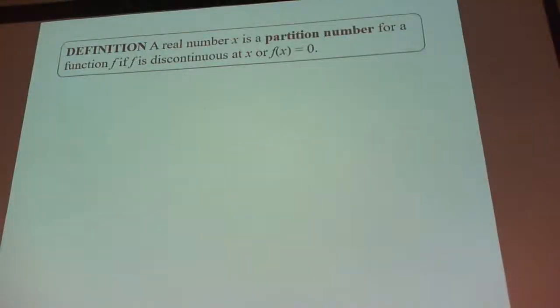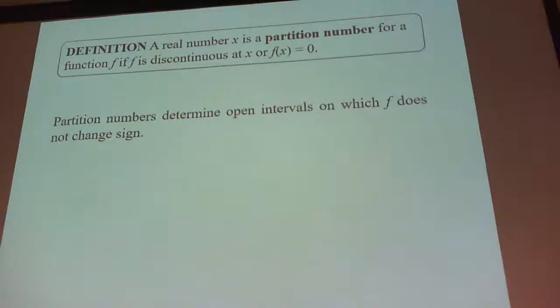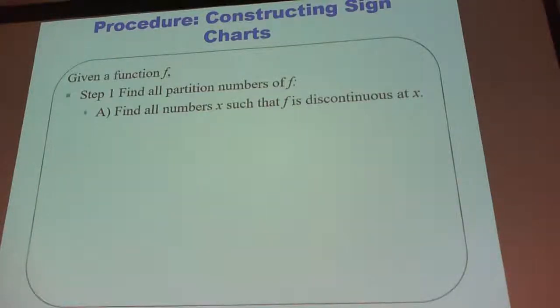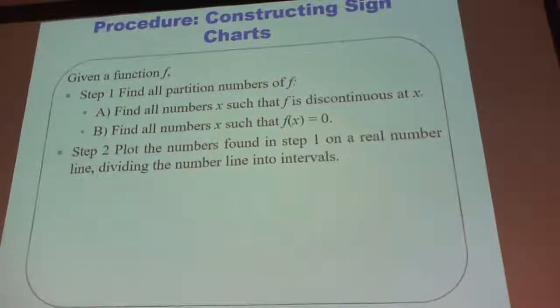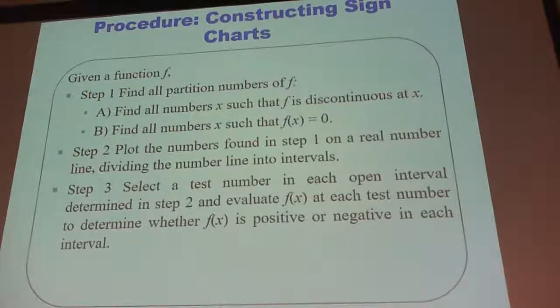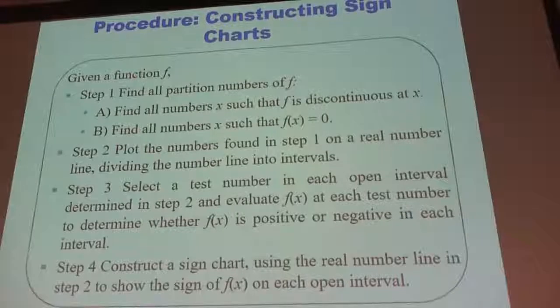So the definition: a real number is a partition number for a function if it is discontinuous. So that whole idea of discontinuous, those numbers that make it discontinuous, or numbers that are important, are going to be our partition numbers, the numbers we use. So we find the partition numbers, we find the numbers that make it discontinuous, all numbers where the function is equal to 0, then we plot it, divide into intervals, and then we test numbers. And then looking at results, we can answer our question.